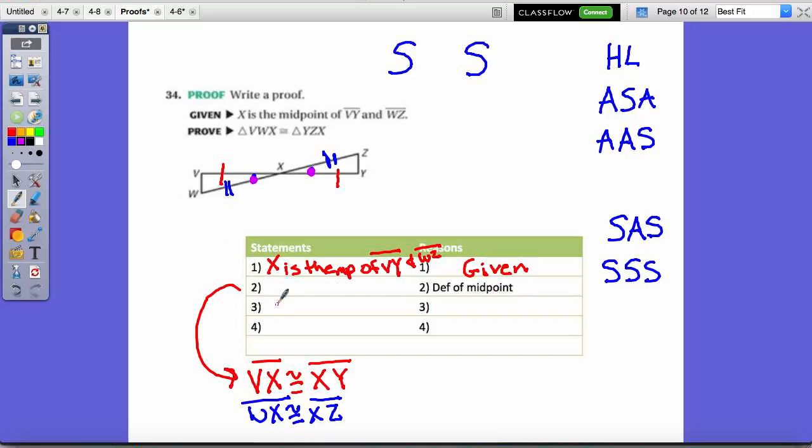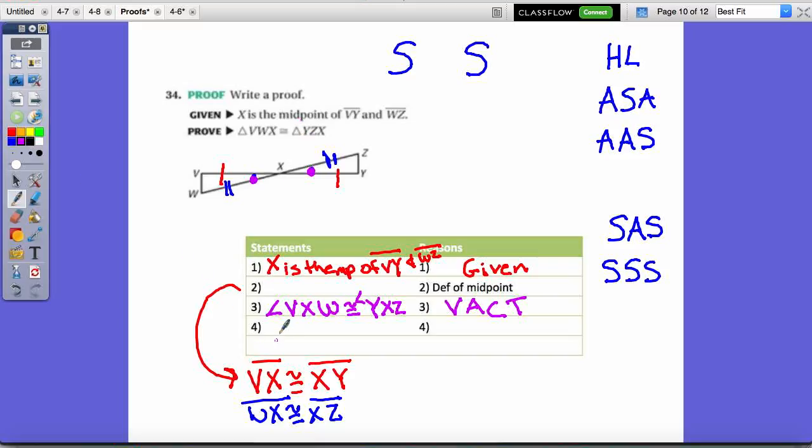So I'm just going to write angle VXW. Now to make it somewhat make sense, I would like V to line up with Y. And I forgot my angle symbol. Don't want to do that, because if you forget your angle symbol on the test, you're losing points. Angle YXZ. And that is vertical angles congruence theorem. Sometimes I will see students write this, and then they write definition of vertical angles. It's not definition of vertical angles.